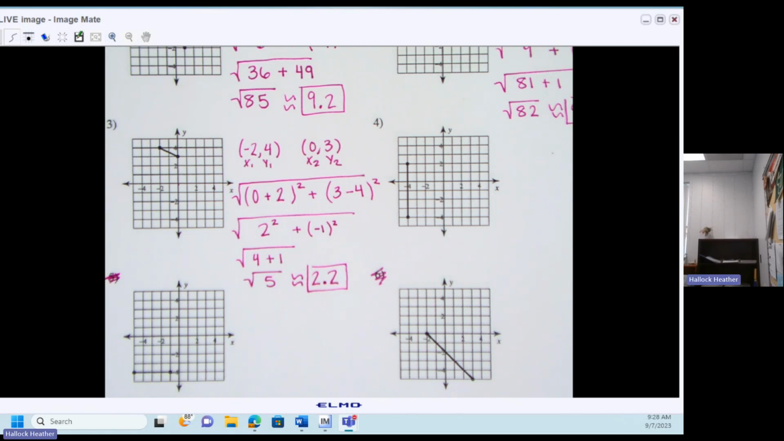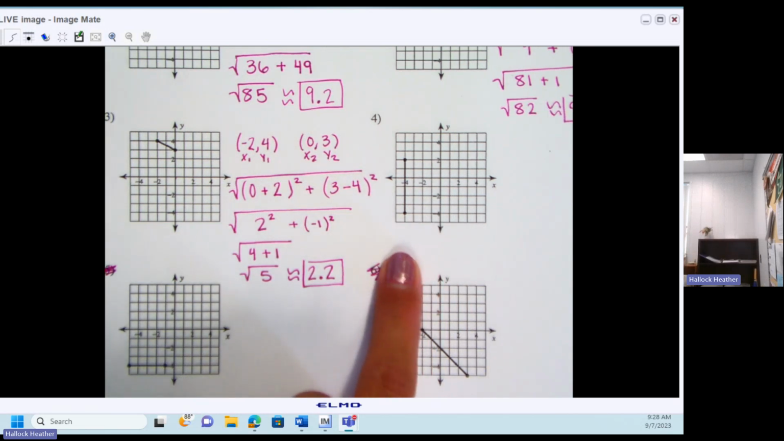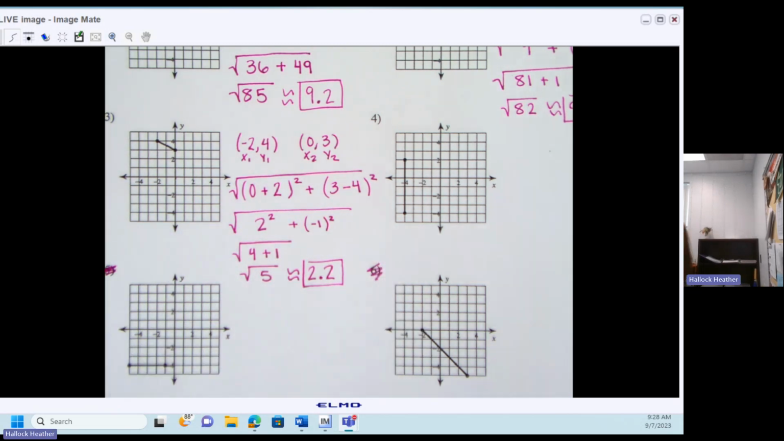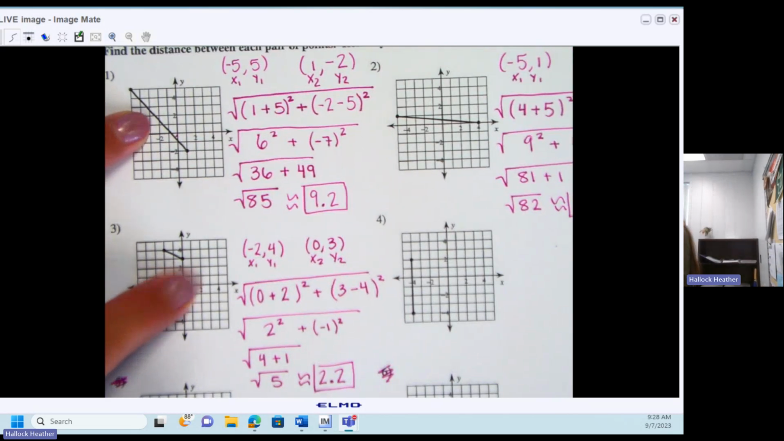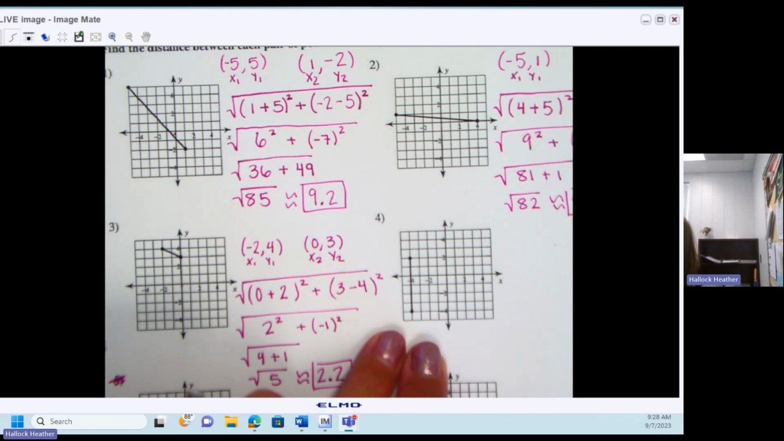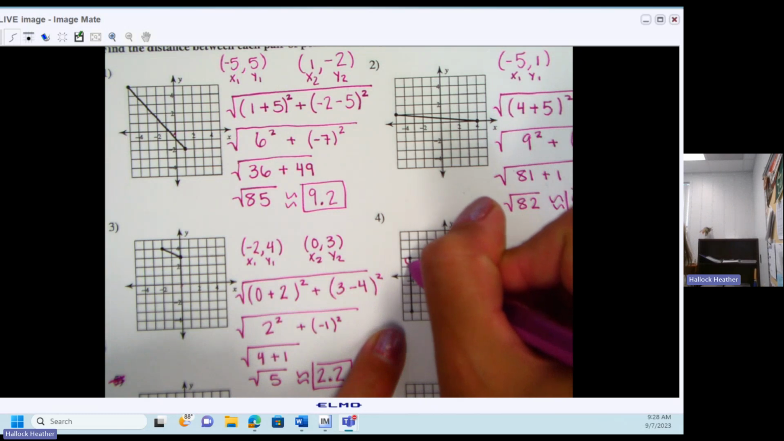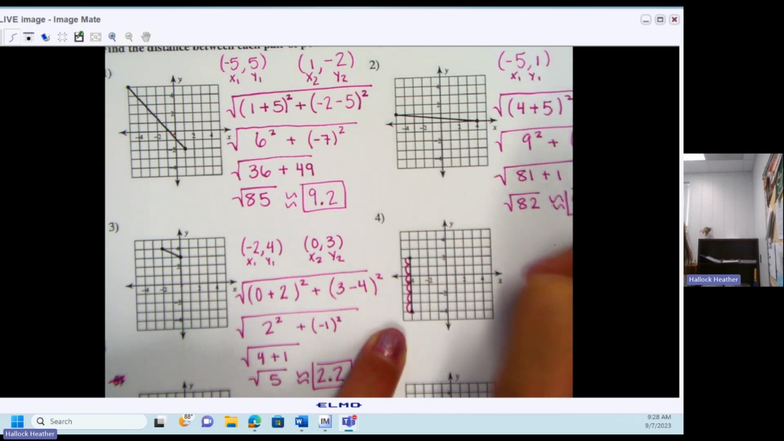So number 4, you could use the distance formula to calculate the distance on this one. Can anybody tell me the distance without having to use the formula? It's 6. How do you know that without using the formula? Because your eyes. If you look at 1, 2, and 3, they're all diagonal lines, so you're going to get decimals. This is a completely vertical line, so you could literally just count the distance. 1, 2, 3, 4, 5, 6. So this answer is just 6.